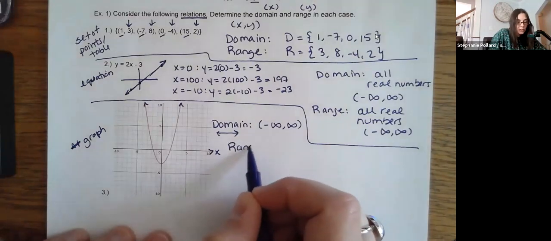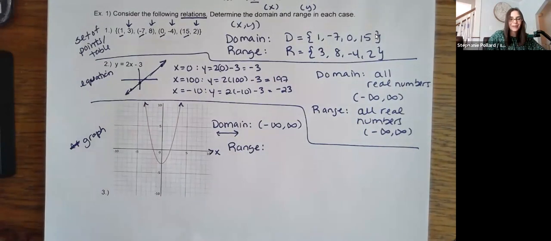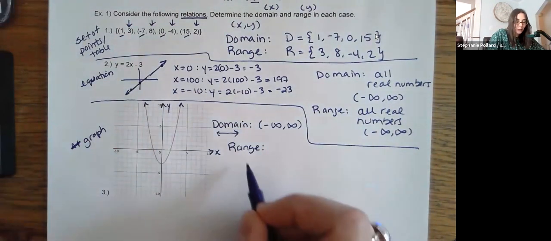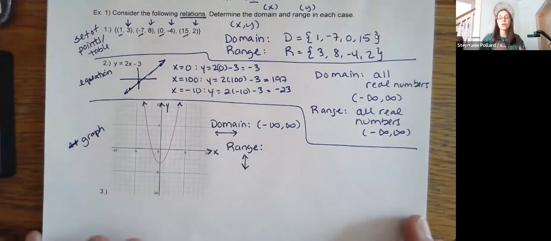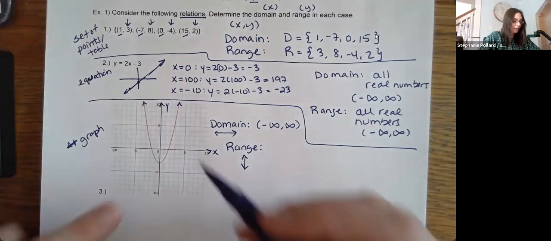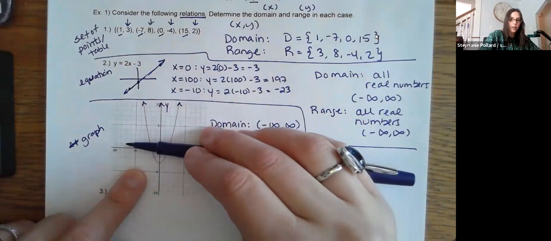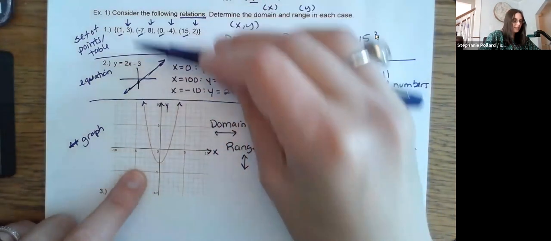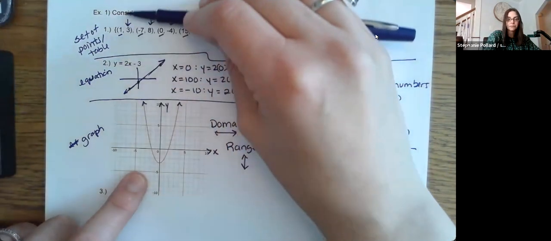My range, though, is not all real numbers, and that's why I like this example. So remember, range are your y values, and y values run up and down. If I follow my graph, I can see that the arrows are pointing upward, right? So this graph is going to keep going up forever. And on the y-axis, going up means the positive values.